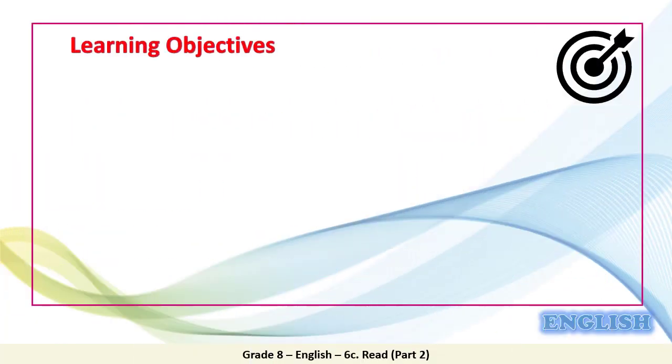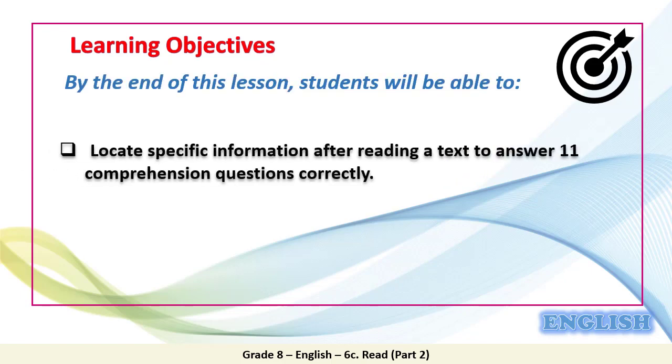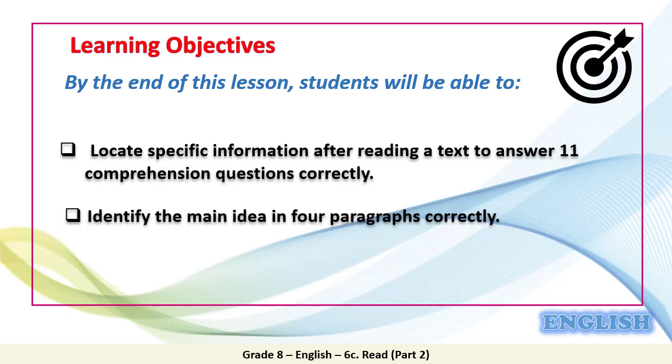Let's have a look at today's objectives. By the end of this lesson, students will be able to locate specific information after reading a text to answer 11 comprehension questions correctly, and identify the main idea in 4 paragraphs correctly.